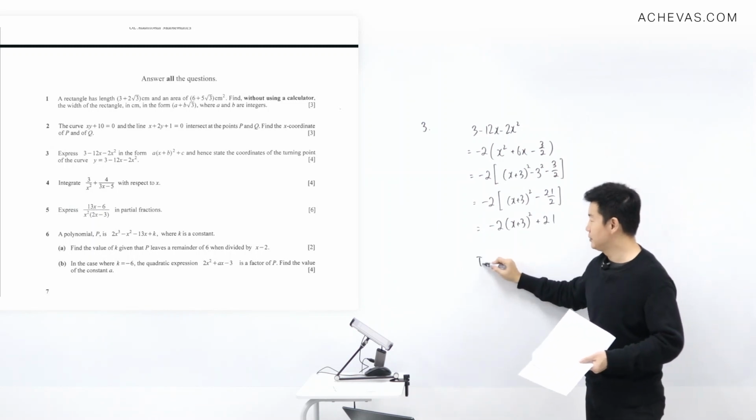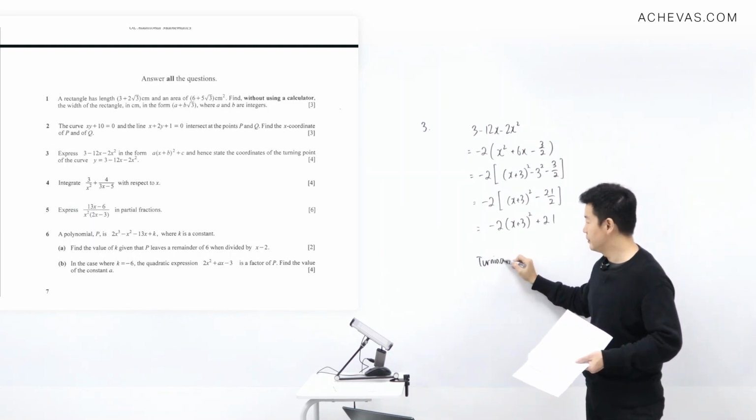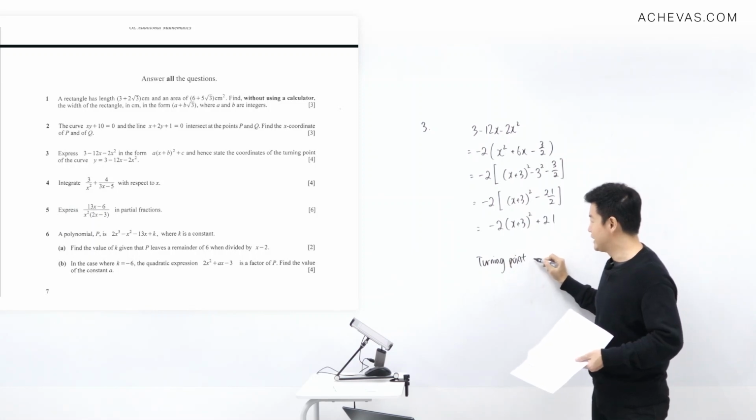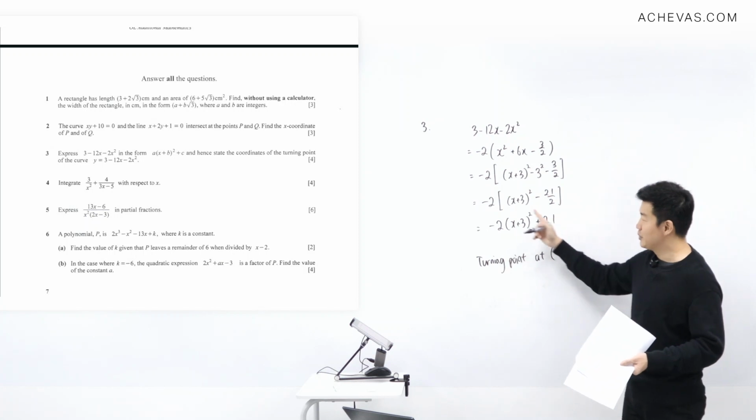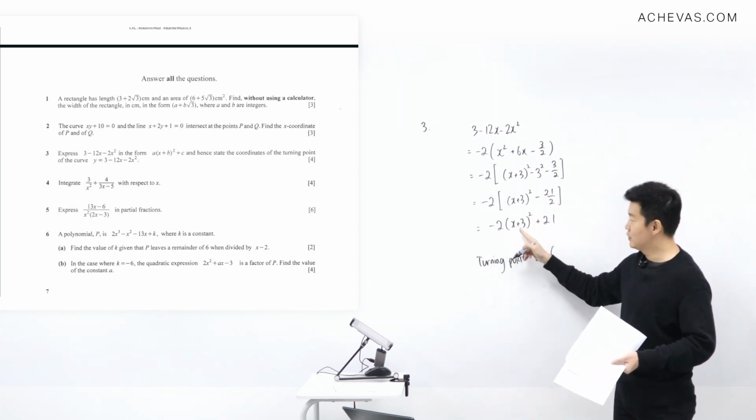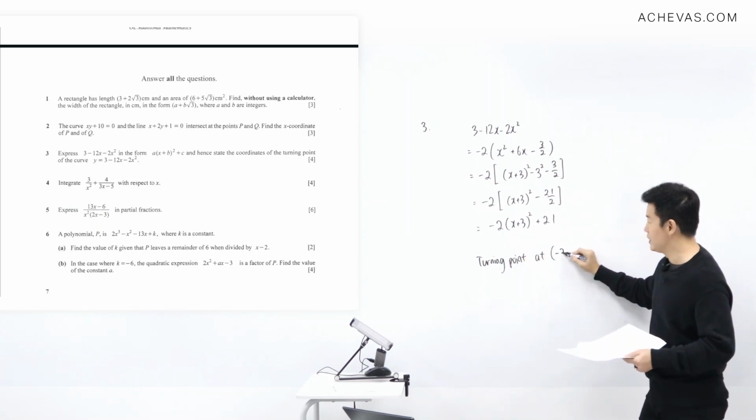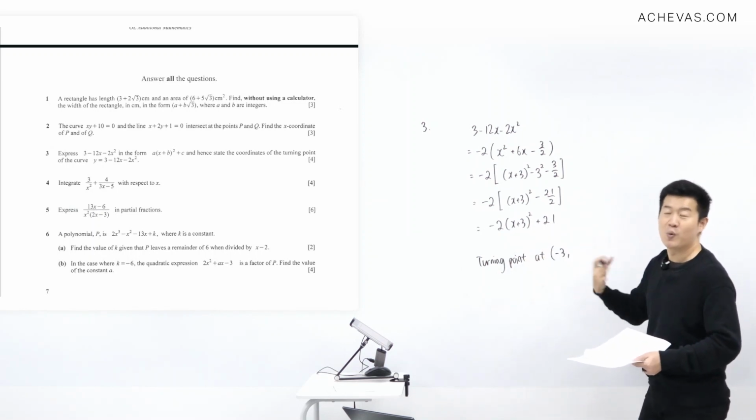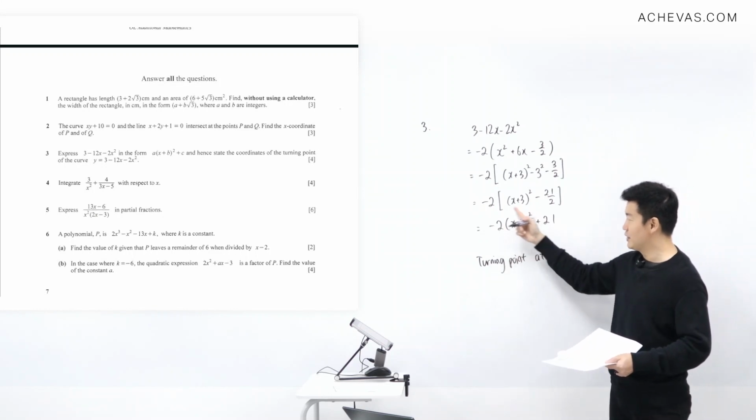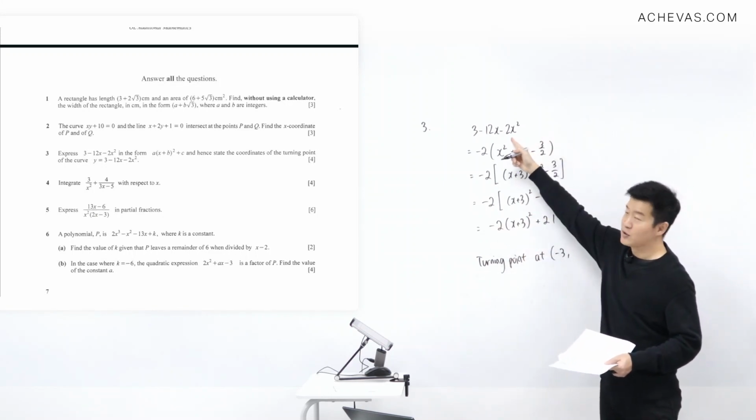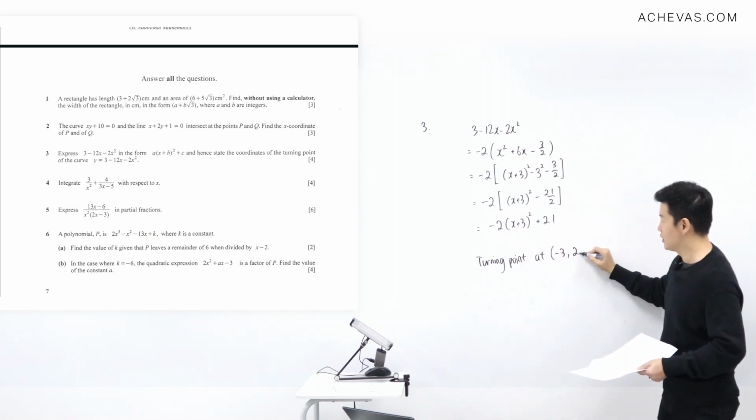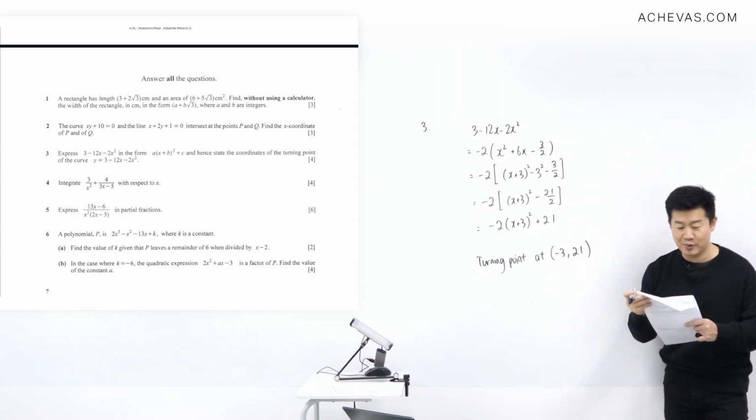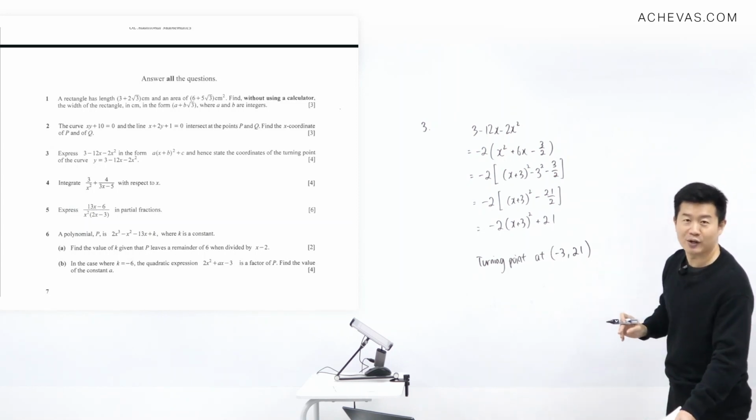So for the turning point, let's try to state the coordinates. The x coordinate is going to be the x that causes this to be equal to 0. So for x to cause this to be equal to 0, x is going to be equal to minus 3. And the y coordinate will be when x is equal to minus 3. So this whole thing will become 0. If y is going to be equal to this, then y will just be equal to 0 plus 21. So y is going to be equal to 21. This is the turning point. Let's move on. Let's take a look at question number 4.